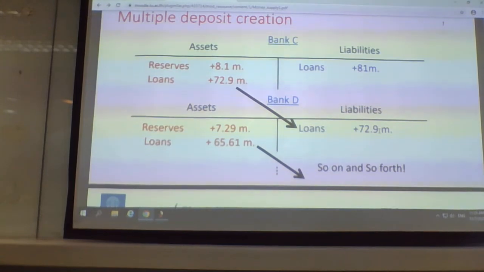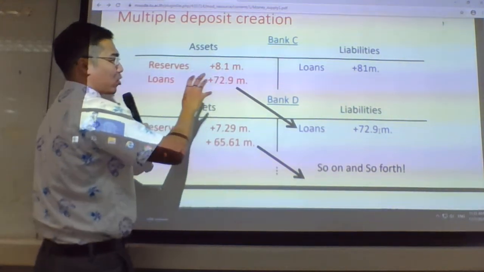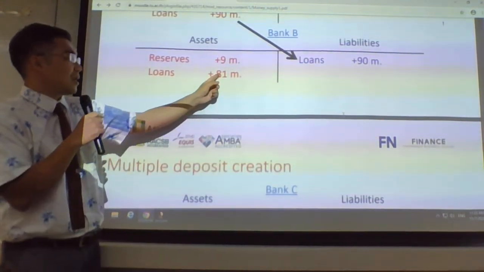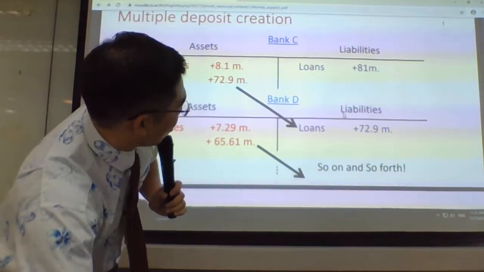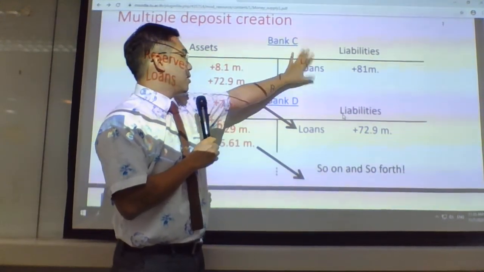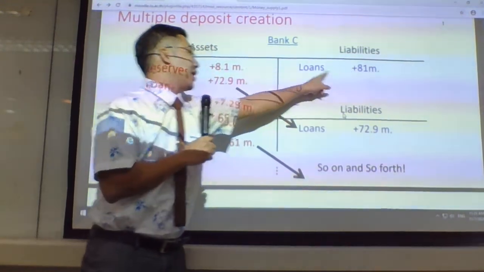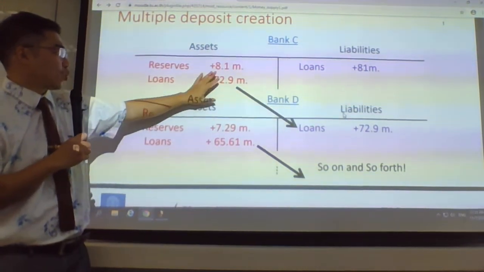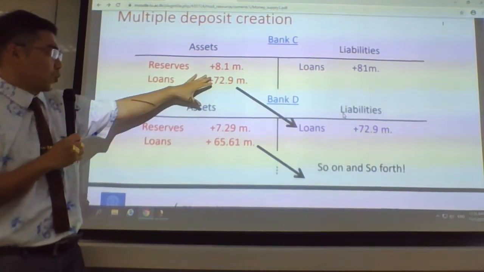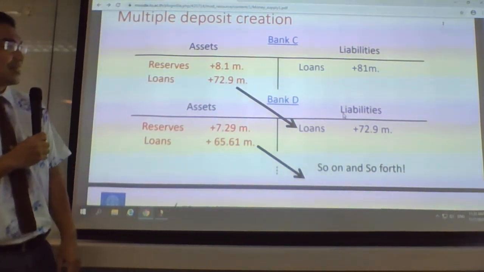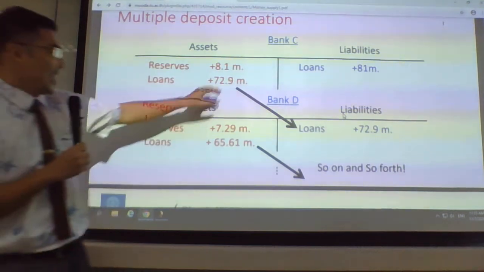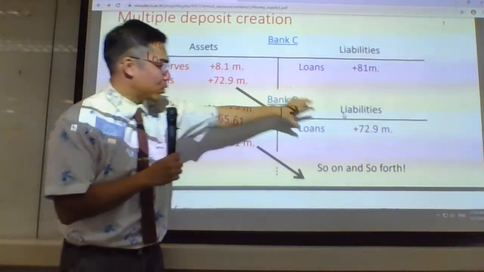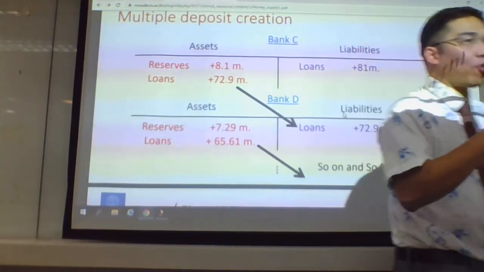Mr. C is a borrower from bank B. Mr. C got 81 million and then deposits the whole amount into bank C. Bank C also collects 10% of the 81 million, which is 8.1 million. And the rest, 72.9, is to make loans to, let's see, I don't know, Mr. F, Mr. D, or Mr. something. And then that guy just borrows the money from bank C and deposits the money into bank D. The process continues forever.